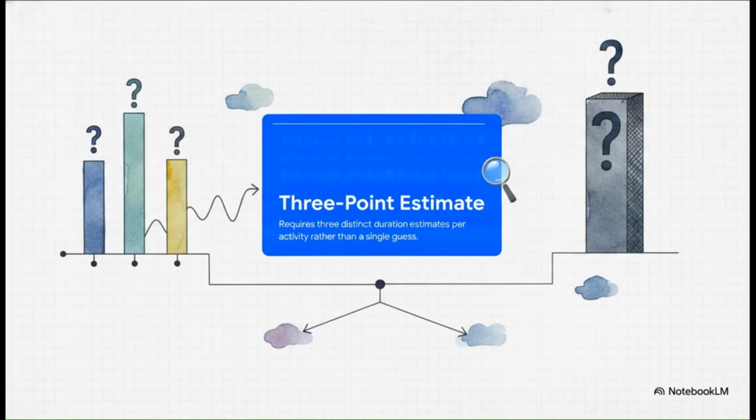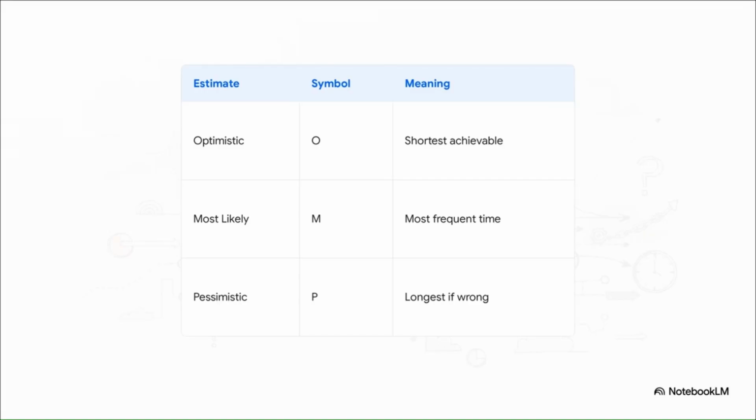Let's lift the hood here and see how this technique actually quantifies the unknown. The entire foundation of PERT rests on what is known as 3-point estimates, and the premise here is simple. Honestly, a single number just cannot capture the reality of uncertain work. So instead of forcing your team to give you one wild shot in the dark, you ask them for 3 distinct estimates for every single activity. Let's break those 3 estimates down side by side.